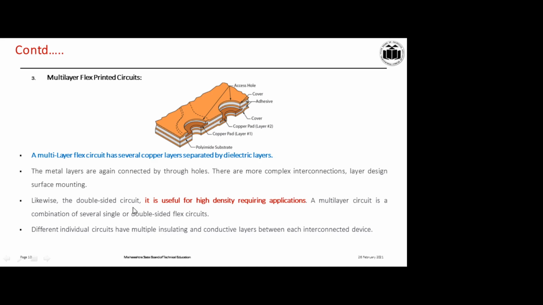Like the double-sided circuit, it is useful for applications requiring high density. This circuit is a combination of several single or double-sided flexible circuits. So in short, we can say that multi-layer flexible printed circuits are a combination of double-sided flex circuits or several single-sided flex circuits.